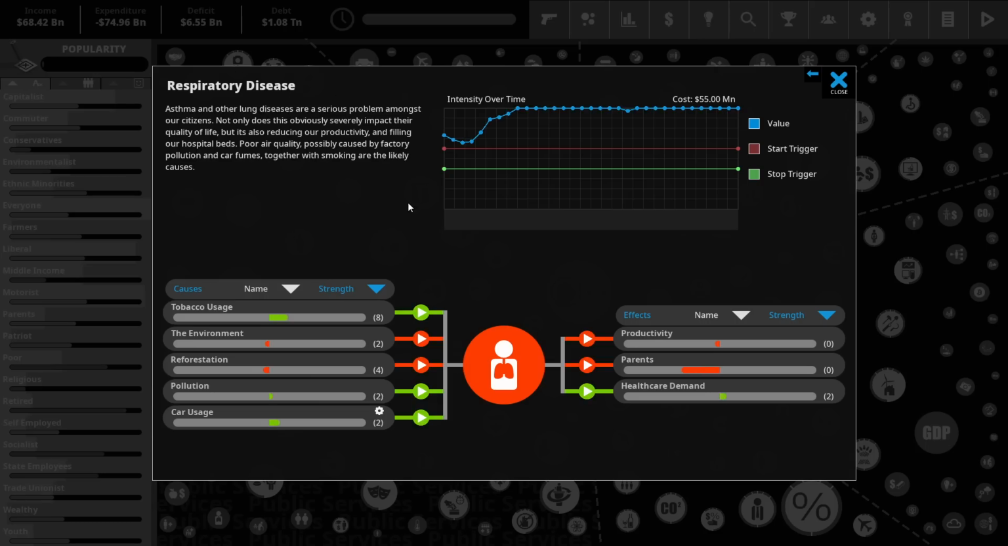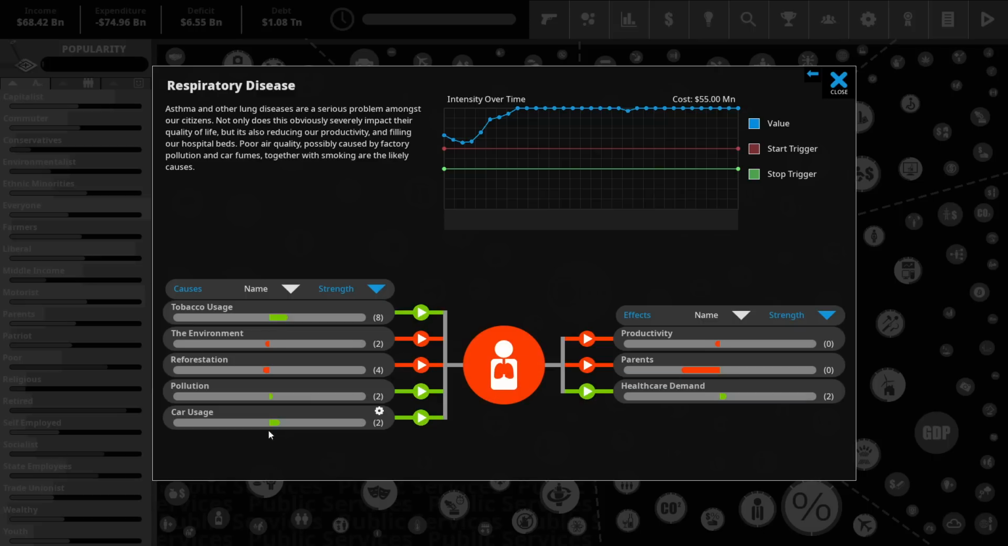No, not that respiratory disease. We're talking about mostly things like asthma, emphysema, and things like that. And what's causing that? Well, tobacco usage is increasing respiratory disease. Pollution, car usage, all increasing respiratory disease. Our environment is actually bringing down the respiratory disease. Our environment is apparently in a relatively okay situation, but could be better.